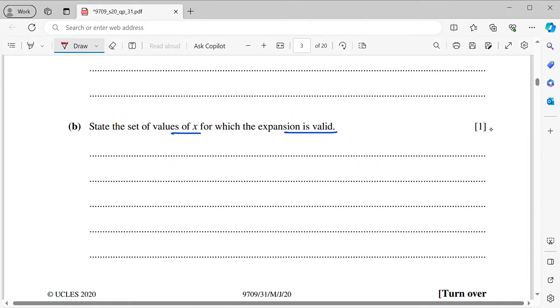Okay, so then I will be getting modulus of negative 3 over 2x less than 1. So after the modulus, it will be positive 3 over 2 modulus x less than 1. Okay, then at last your modulus x is less than 2 over 3. So this will be the set of x for which the expansion is valid.